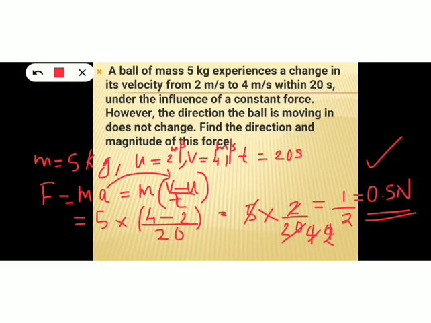And what is the direction of the force? This force will be acting along the direction of motion because the direction of the ball is not changing, it is moving along the same direction, straight line. So the force will be acting along the direction of motion. Okay. So the direction is along the direction of motion and magnitude of the force is 0.5 Newton.